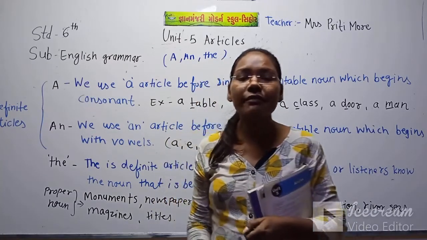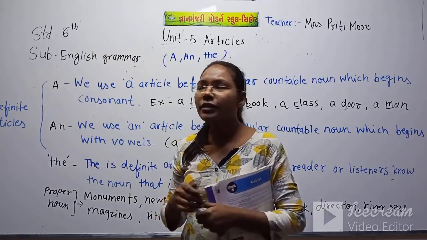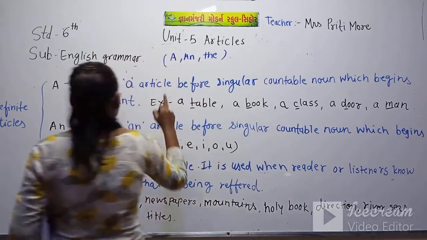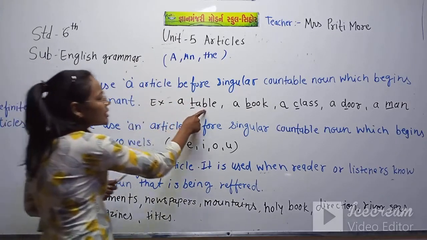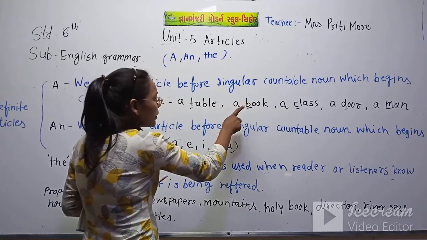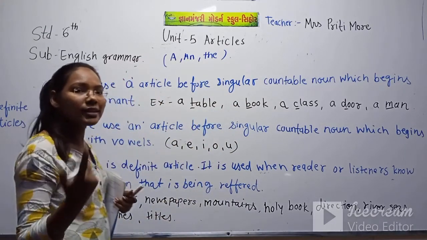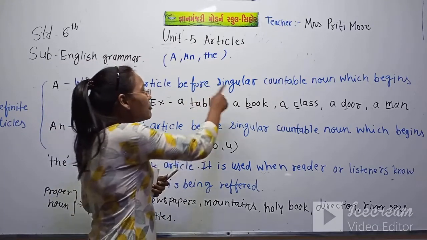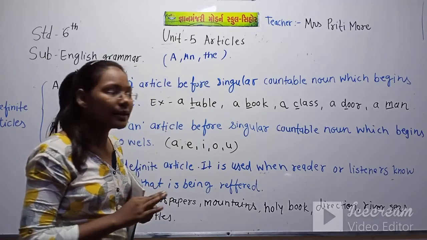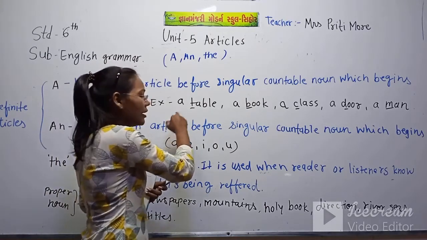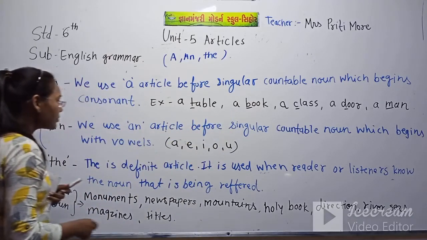That means we use a article when the singular countable noun begins with a consonant. All are singular: book, table. I haven't written here tables or books. It can be the plural, but when a singular countable noun begins with a consonant, that time only we use a article. Examples also I have written here.